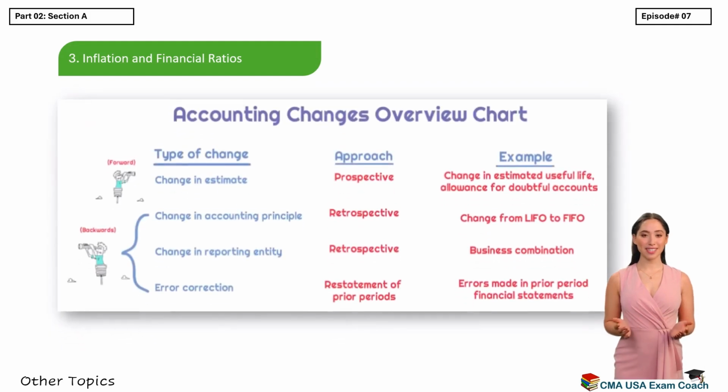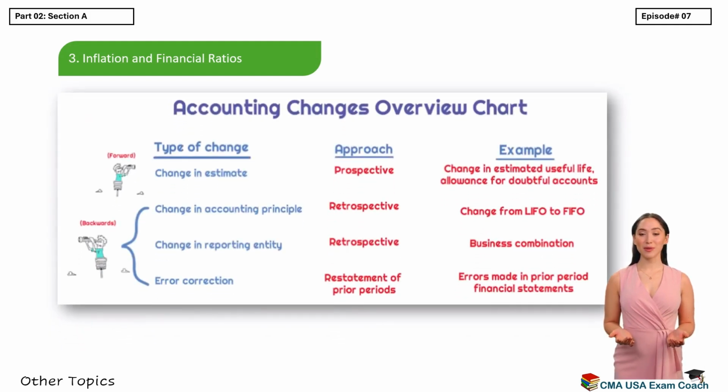Now, let's also discuss the effect of accounting changes on financial reports. In accounting, when a company changes a policy or corrects an error, it can impact the financial statements. There are two major methods used to reflect these changes: retrospective application and prospective adjustment.